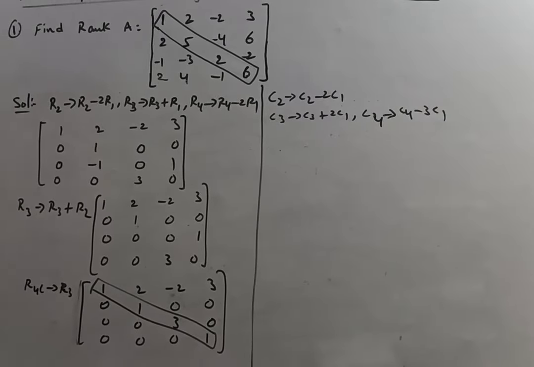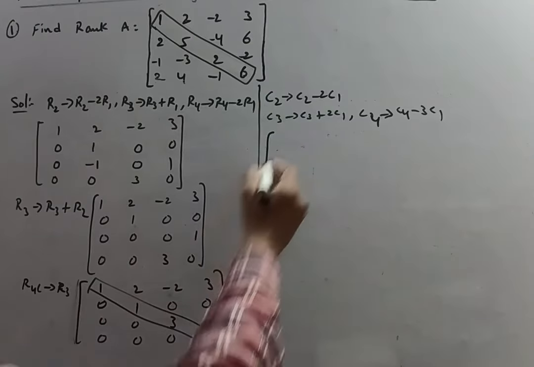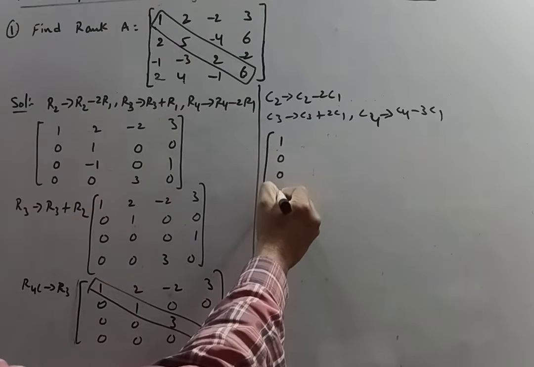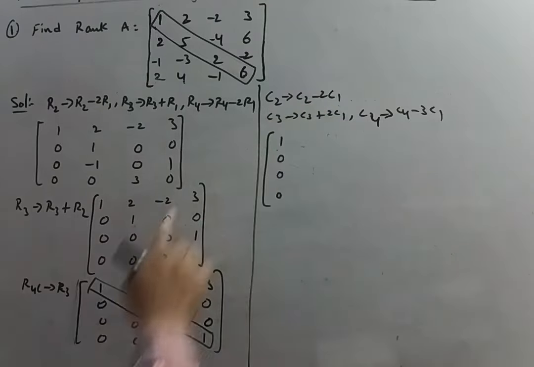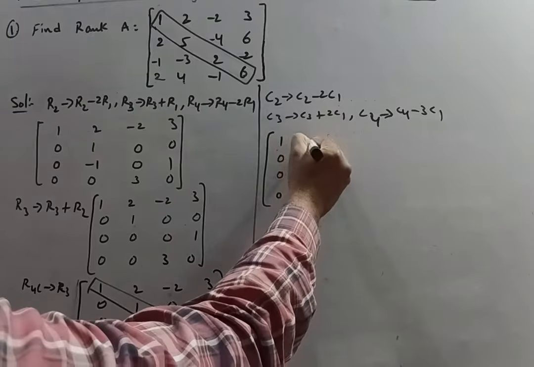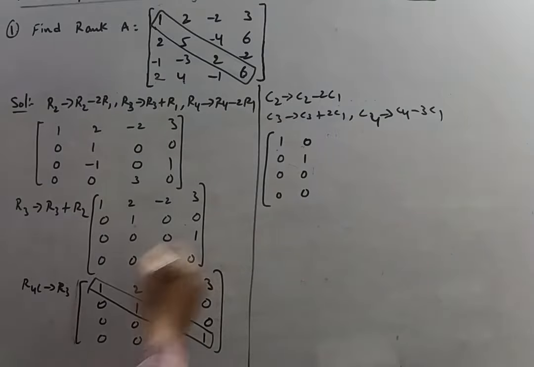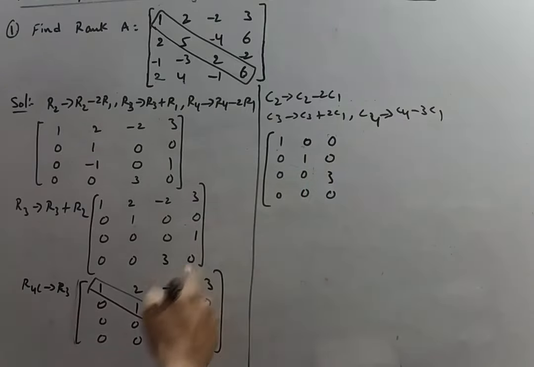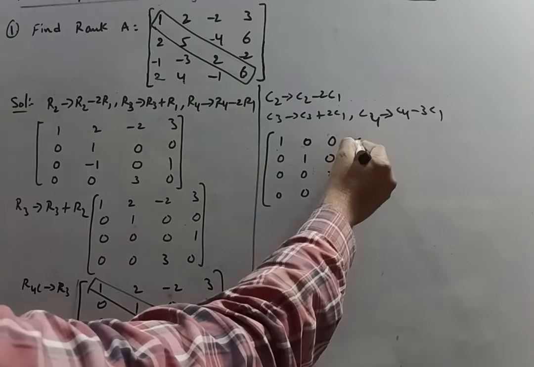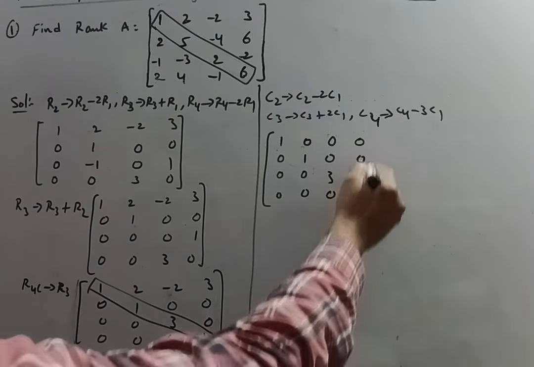Okay. Now see here. So what do I get here? Column. First, whenever we are doing column operations, write the column. C2 minus 2C1: 2 minus 2, 2 minus 2 is how much? 0. Then 1, 0, 0. Then C3 plus 2C1: minus 2 plus 2, 0, 0, and 3, 0. C4 minus 3C1: 3 minus 3, 0, and 0 minus 0, 0, 0, 1.